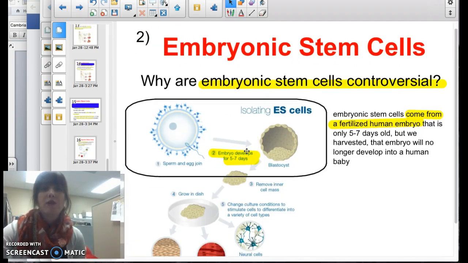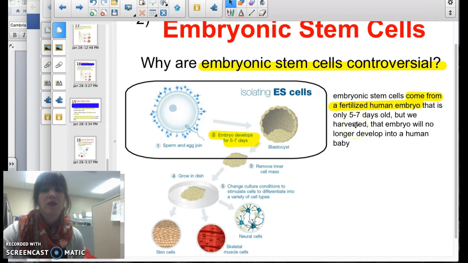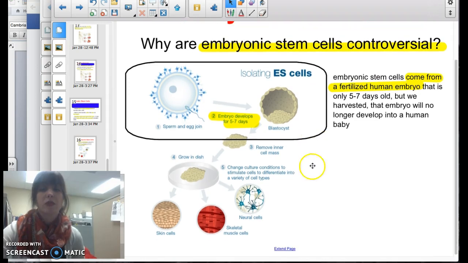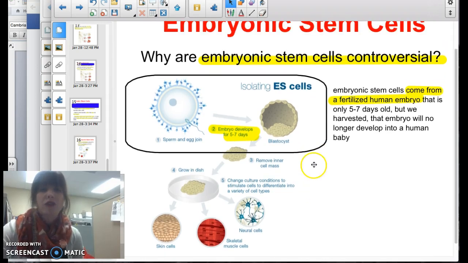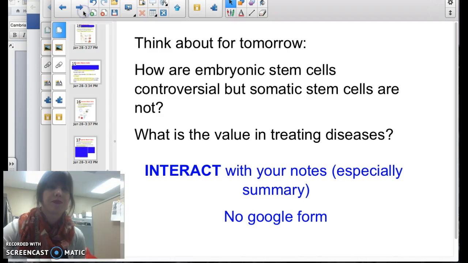So why are embryonic stem cells controversial? Well, remember, they come from a fertilized human embryo that is only 5 to 7 days old. But after those stem cells are harvested, that embryo will no longer develop into a human baby. And so there's some controversy in there. Should we stop life at this stage? Should we even tinker with this?